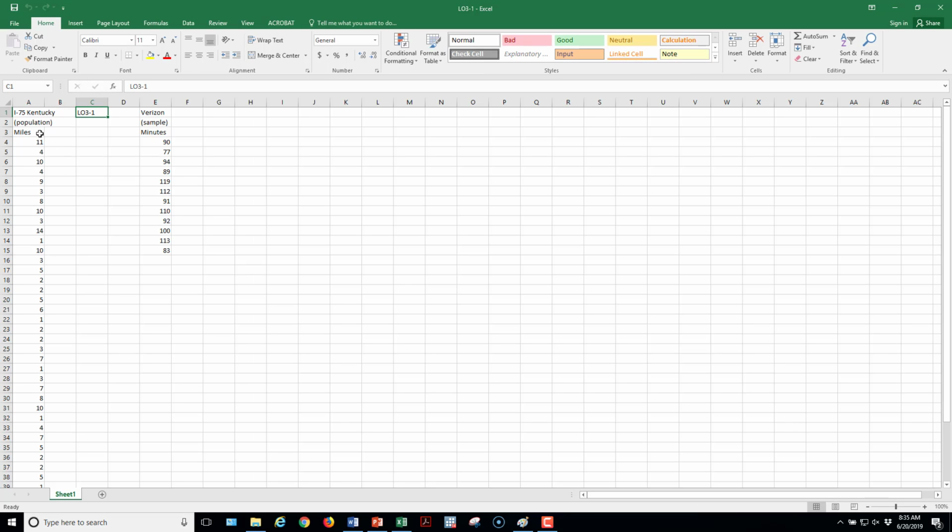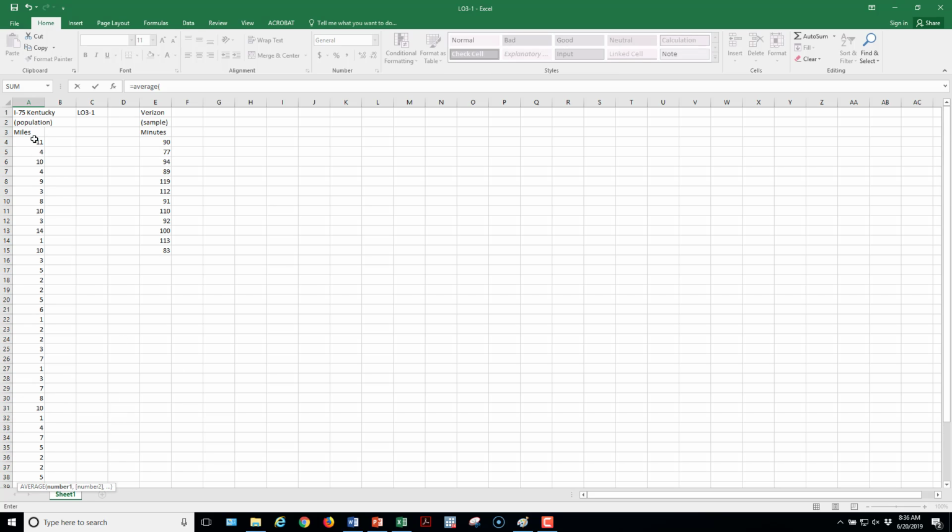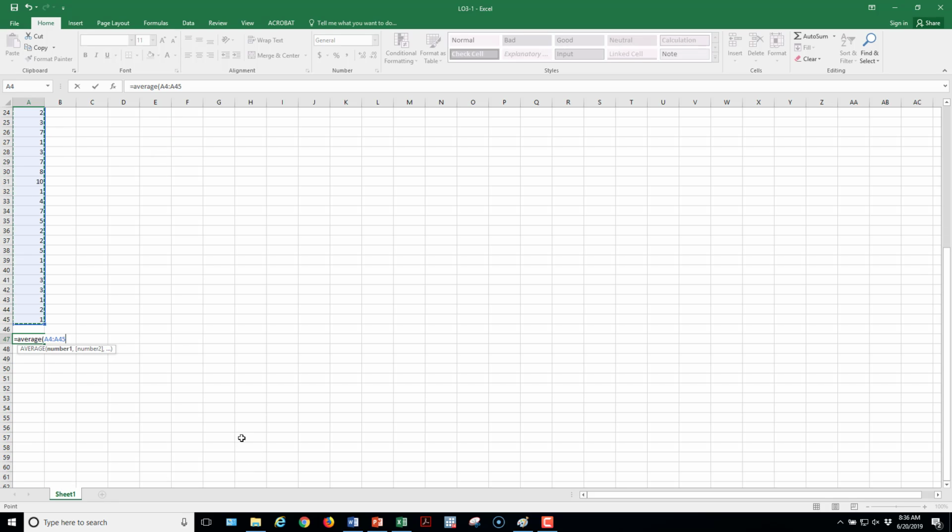Now in Excel, I need to open this again. I have the population example. These are the same numbers, and all you need to do is just type equal average, open parenthesis, select the data, close parenthesis, hit enter. 4.57, as shown in the slides.